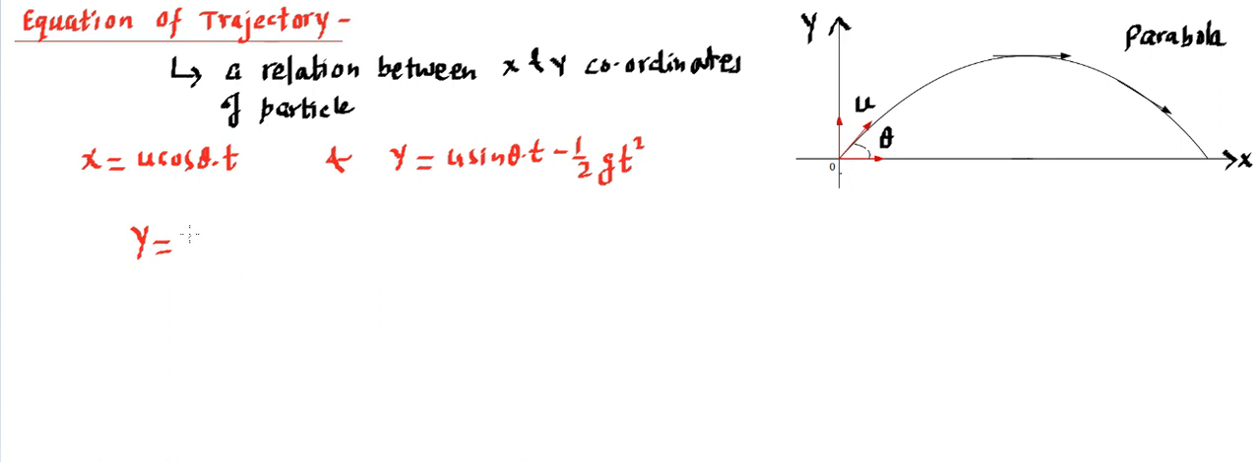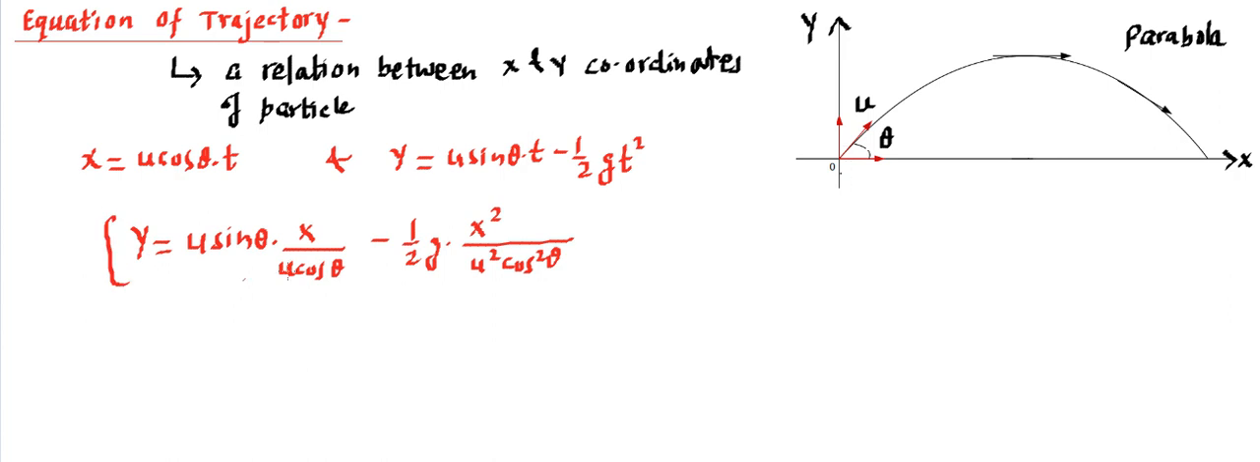So y can be written as u sin theta into t. In place of t, we can write x upon u cos theta. So I am substituting the value of t from one equation into the other, minus half g t square. So the square of this is going to be x square divided by u square cos square theta. Now see this equation carefully. In this relation, only x and y are variable, the rest are constant. So that will be known as the equation of trajectory.